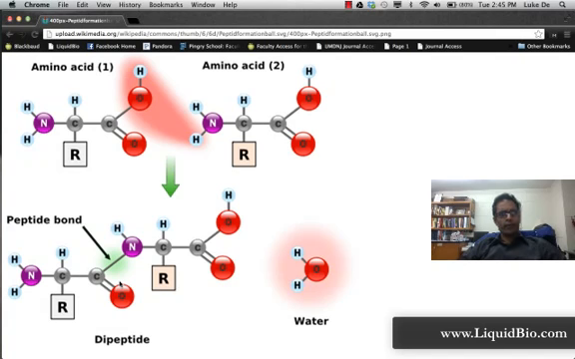Don't let that term fool you, because I think sometimes when people think dehydration, they think taking apart, because dehydration is negative and so is taking apart. But think about dehydration synthesis. Synthesis is making, dehydration is taking the water out. Okay, so that's how we take two amino acids and we put them together.